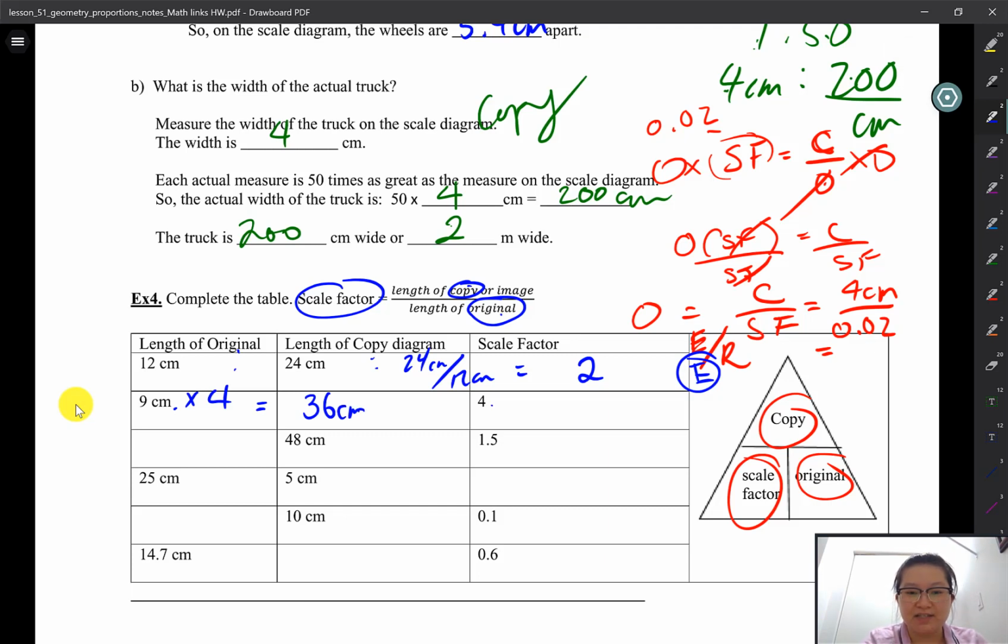Next one is a little bit different. I have the scale. Oh, I forgot. This last one was an enlargement, so this is a scale up again. The next one is also going to be scale up because I have a scale factor greater than 1. This is also an enlargement.